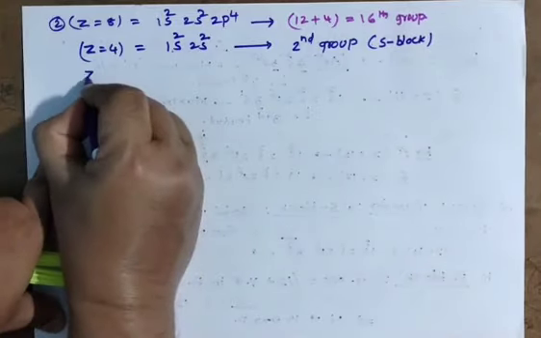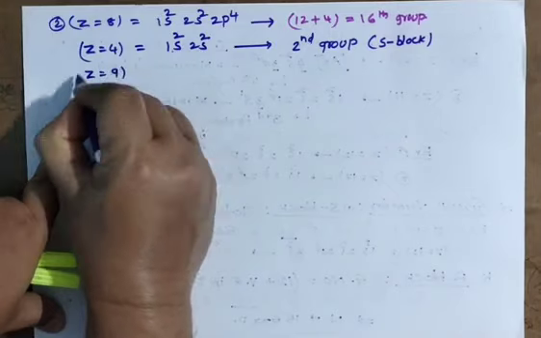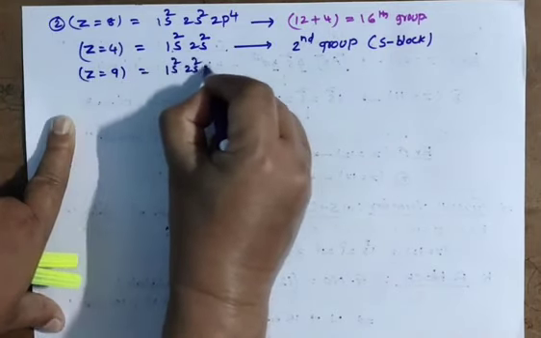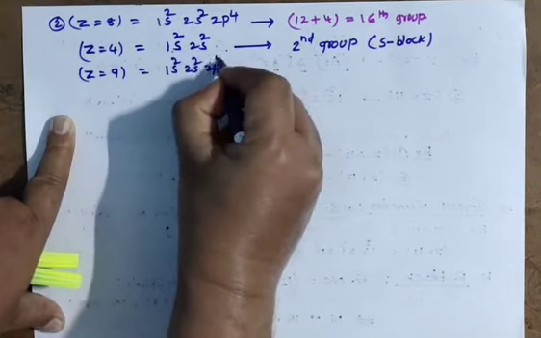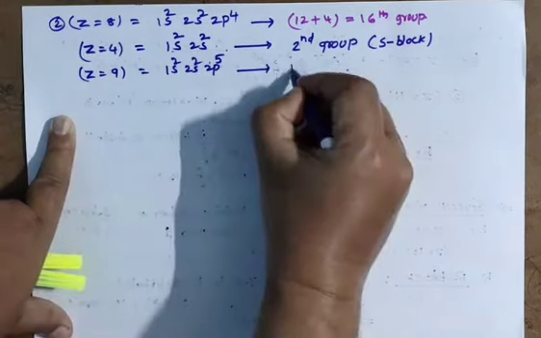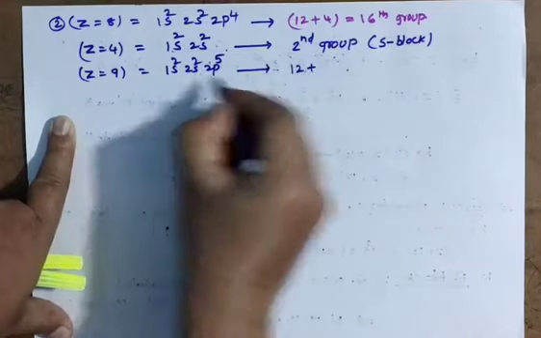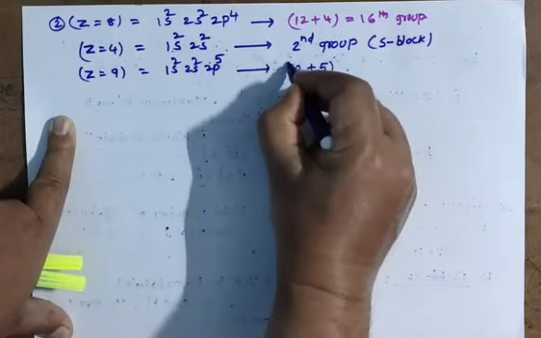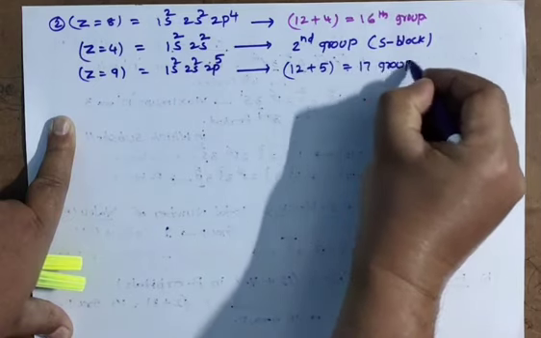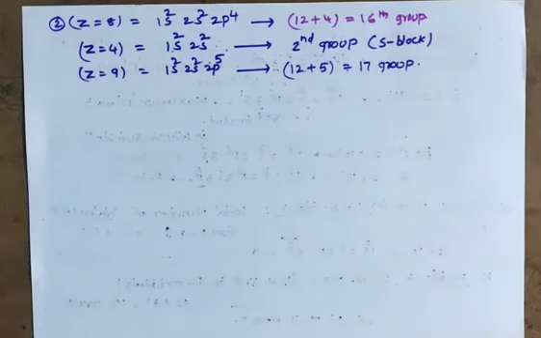And you go for here atomic number 9. 1s2, 2s2, 2p5. Now 12 plus p electrons 5, that equals 17th group. 17th group. Like this, any group you can predict.